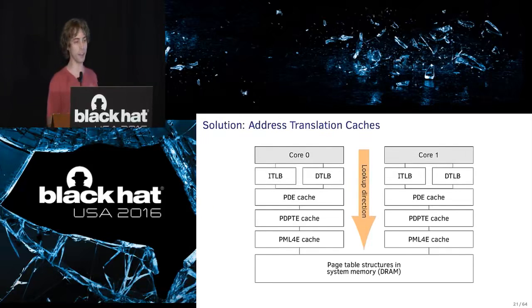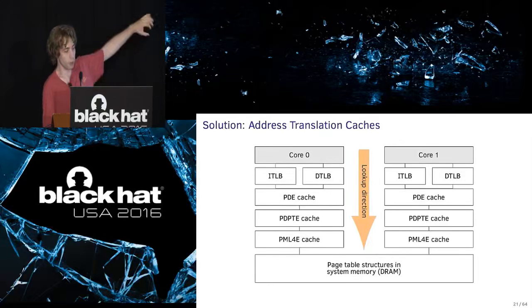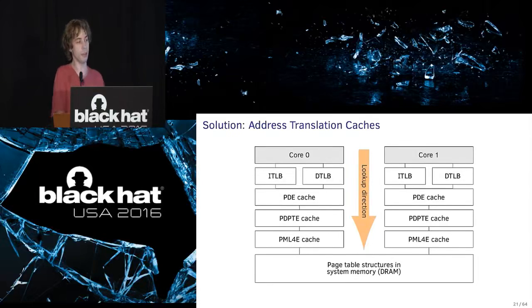So here we again have a cache hierarchy similar to the level 1, level 2, level 3 caches, and it starts with the instruction TLB and the data TLB on the top, and then we go next to the page directory entry cache, the page directory pointer entry cache, and then the PML4E cache. The CPU starts the lookup on the top, so it first checks whether there is an entry in the TLB, and if there is, it can already abort and get the data from the cache or from the DRAM. If there is no such entry, it probably has to go further down the lookup hierarchy, and if it doesn't find any entry in any cache, then it has to look up the page table structures in the system memory, in the DRAM.